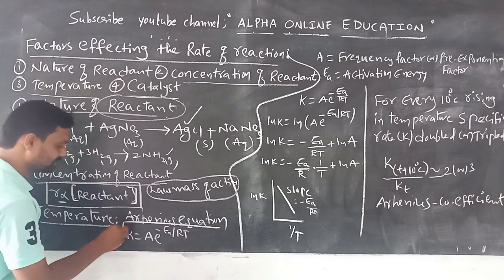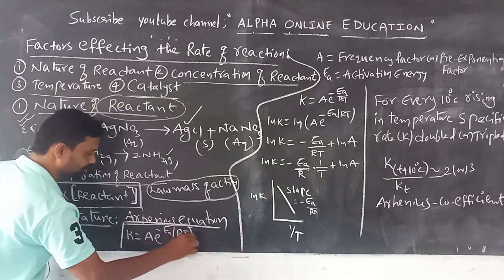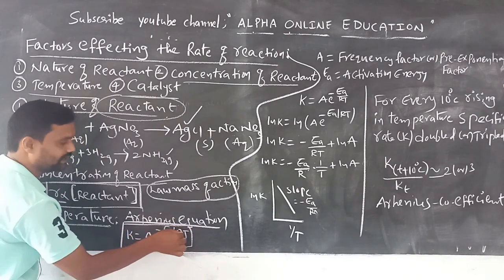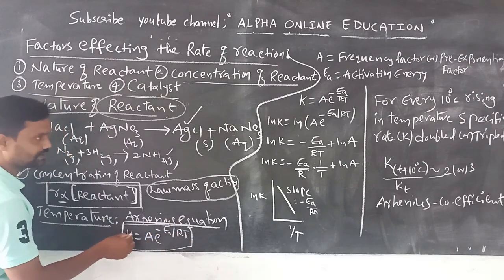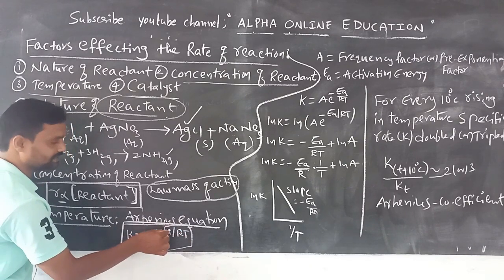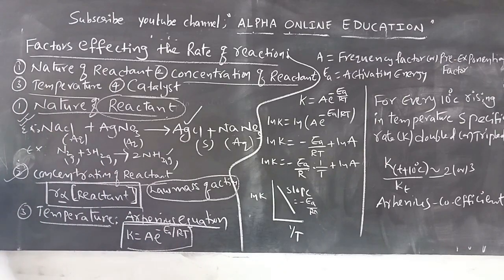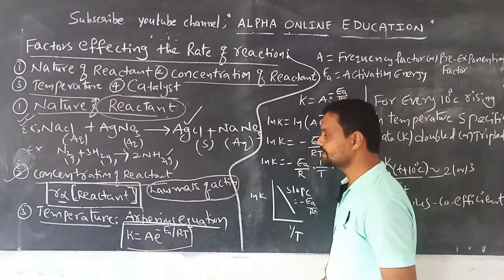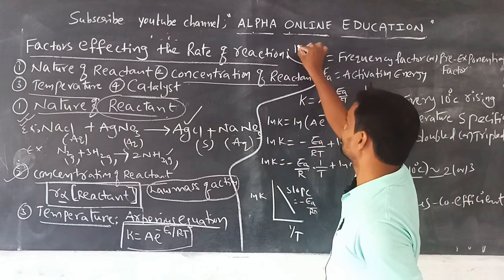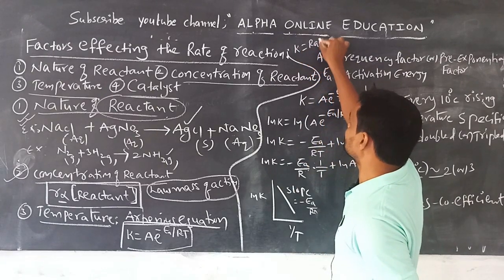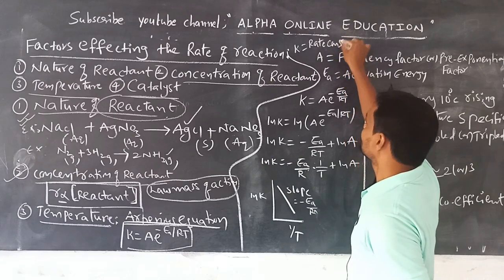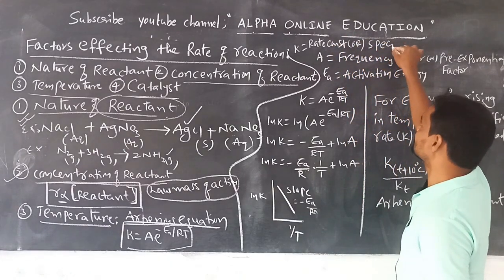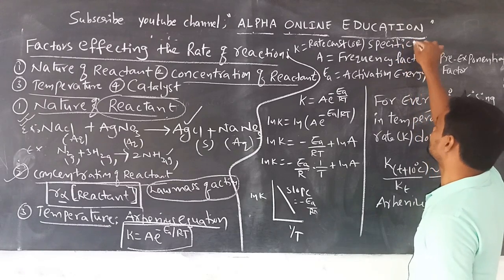That equation is k = A e^(-Ea/RT). This equation is called the Arrhenius equation. In the Arrhenius equation, k is called the rate constant. Another name for this is the specific rate.